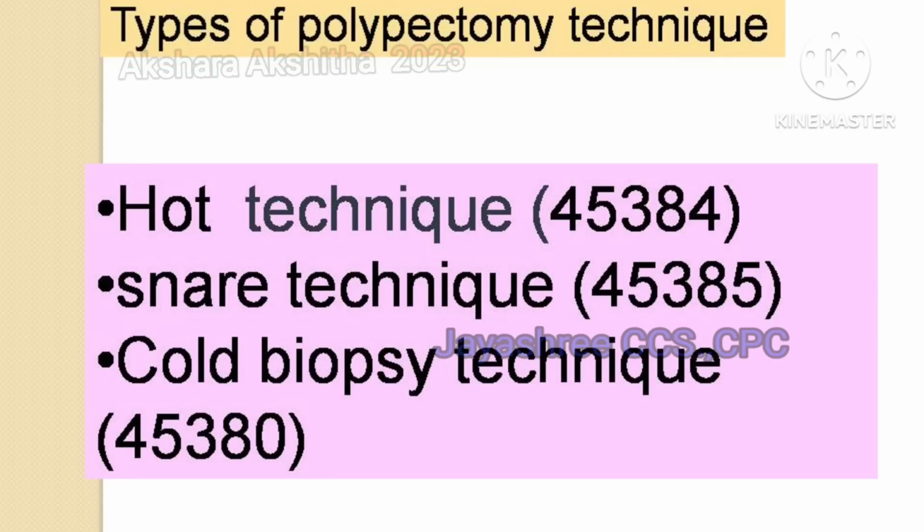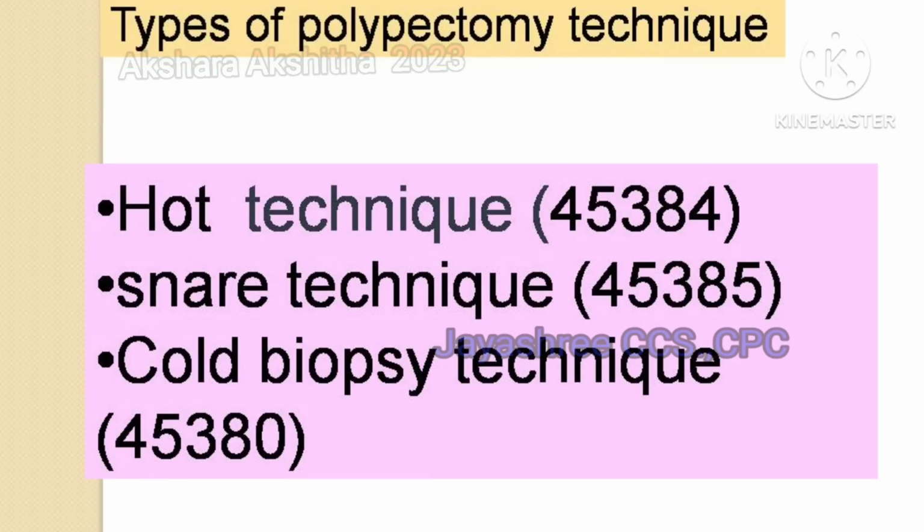So polypectomy means we have three techniques. Types of the polypectomy technique: there are three types. One is the hot technique, another one is the snare technique, then the cold biopsy technique. Hot technique means 45384. Snare technique means 45385. Cold biopsy technique code is 45380. So based on the technique, we have to finalize the CPT code.